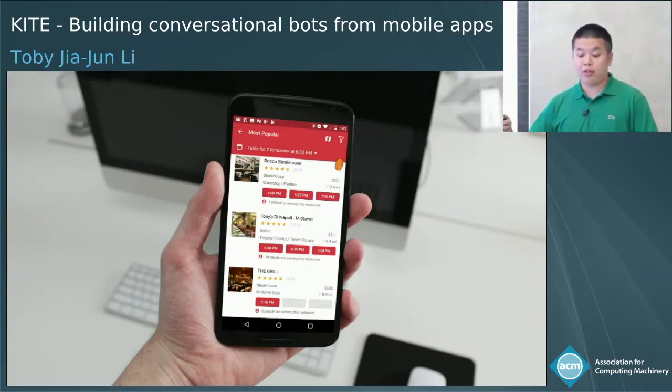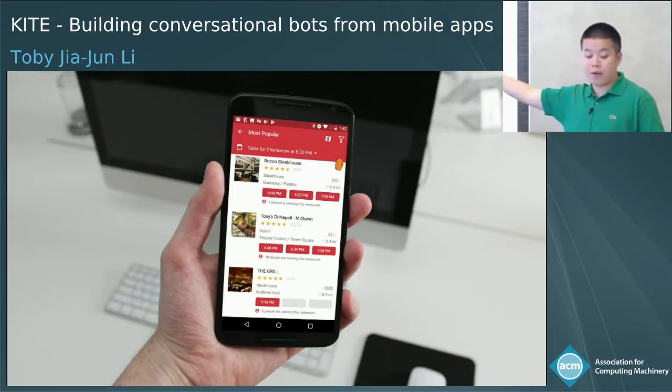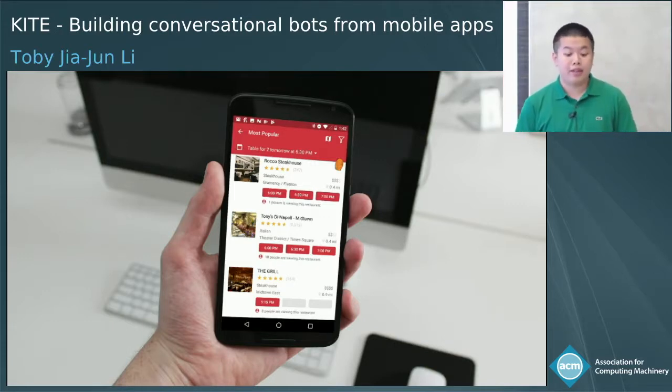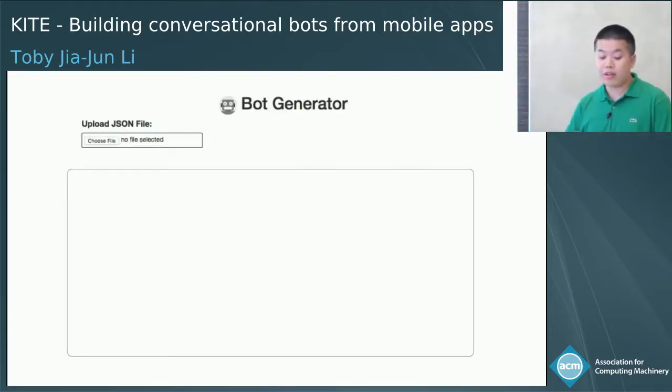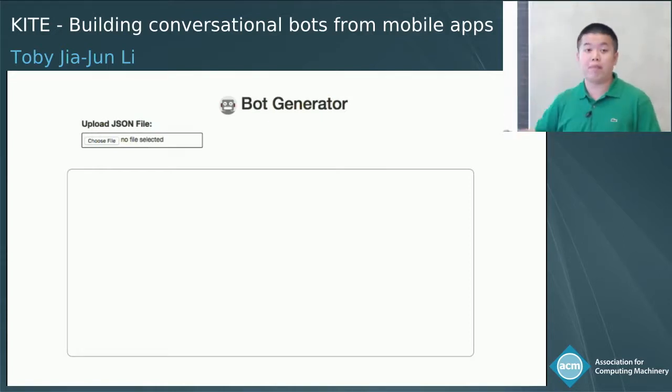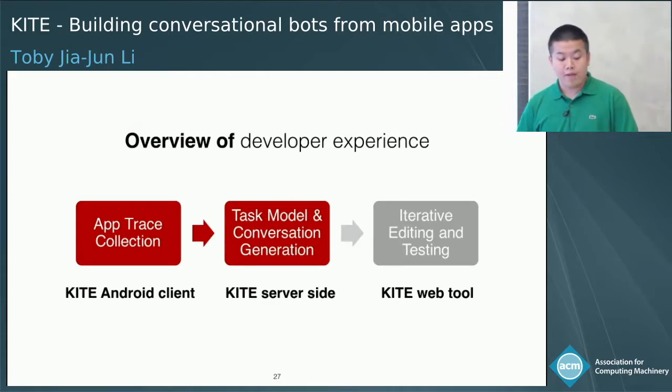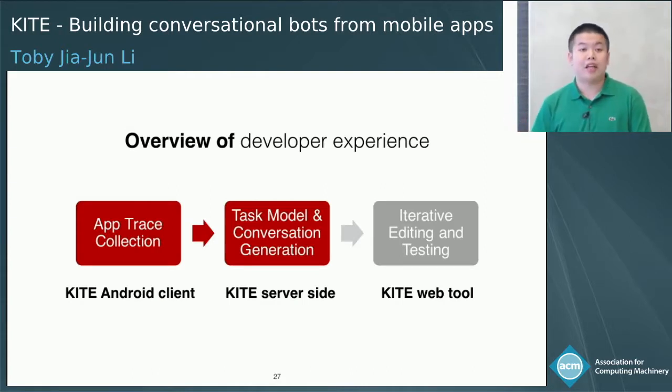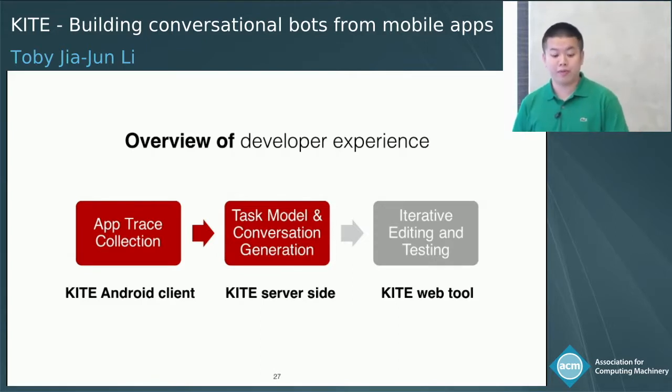He will probably need to use traces from apps like OpenTable. For a simple task like this, it usually needs around 5 to 10 traces, depending on the complexity of the task. Then the user can import the traces through these web interfaces provided by the KITE web tool. From those app traces, the server side of KITE will automatically extract the task model and generate a conversational layer on top of the task model.